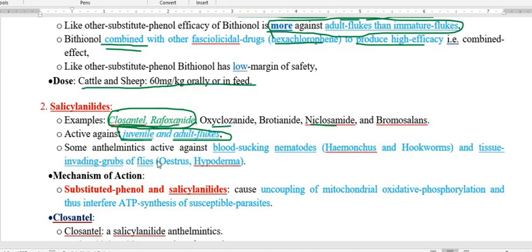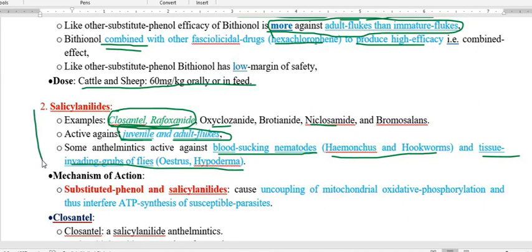and salicylanides are also active against blood-sucking nematodes, similar to the substituted phenols, against Haemonchus, hookworm, and tissue-invading grubs of flies, such as Oestrus and Hypoderma. So this is the nutshell about the salicylanides.